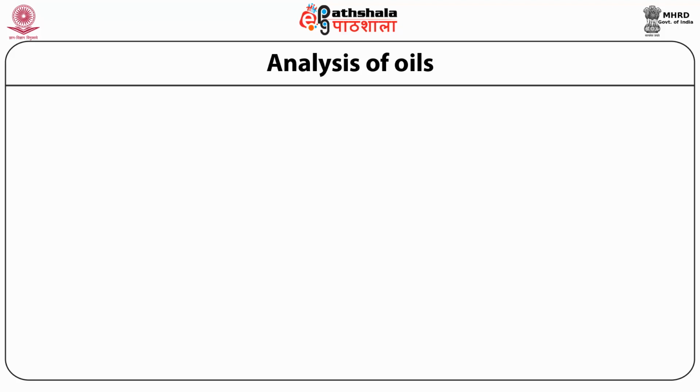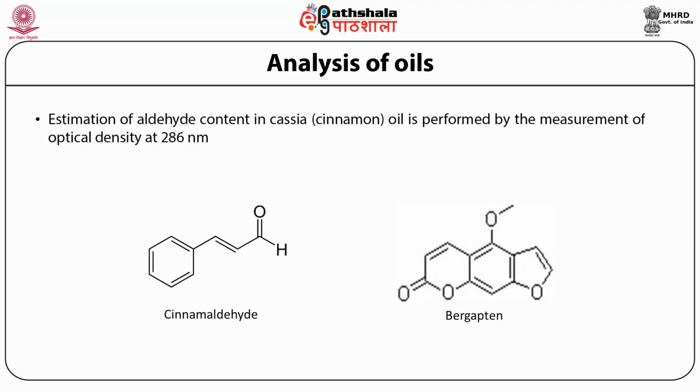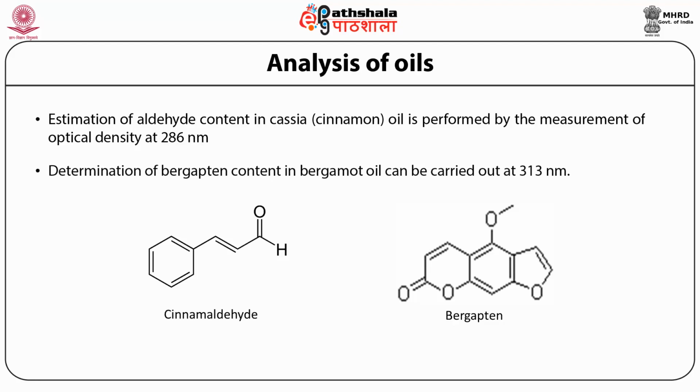Now let's move to the analysis of oils using the UV spectrophotometer. For cassia oil, the aldehyde content of this oil can be estimated using UV spectroscopy when the optical density is measured at 286 nanometers. The major aldehyde in cassia oil is cinnamaldehyde, besides others. In the same way, bergaptin, which is a constituent of bergamot oil, can be determined by UV spectroscopic determinations at 313 nanometers.